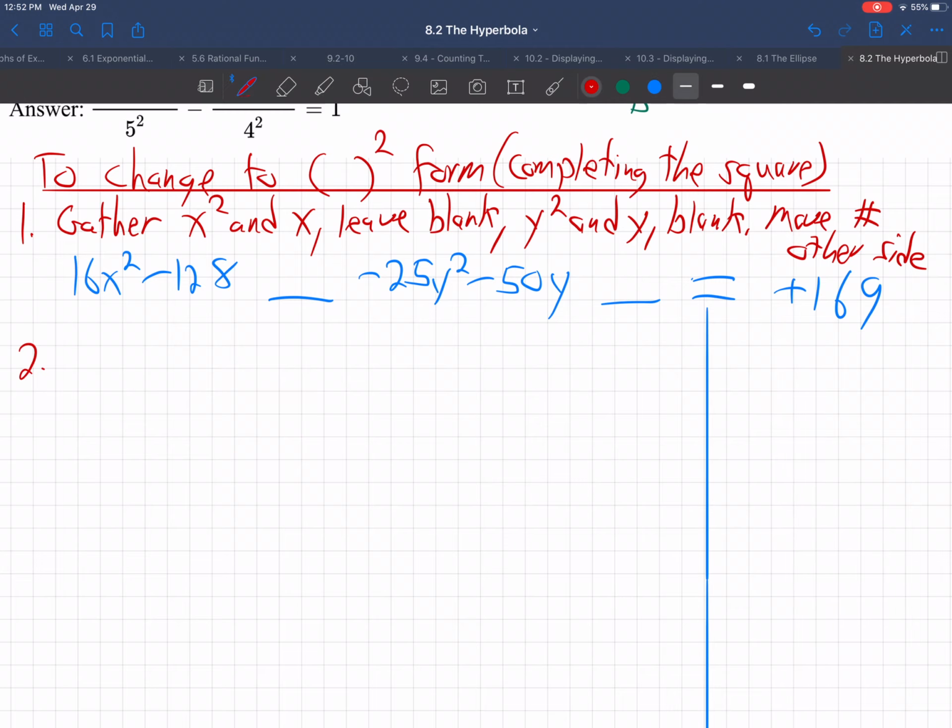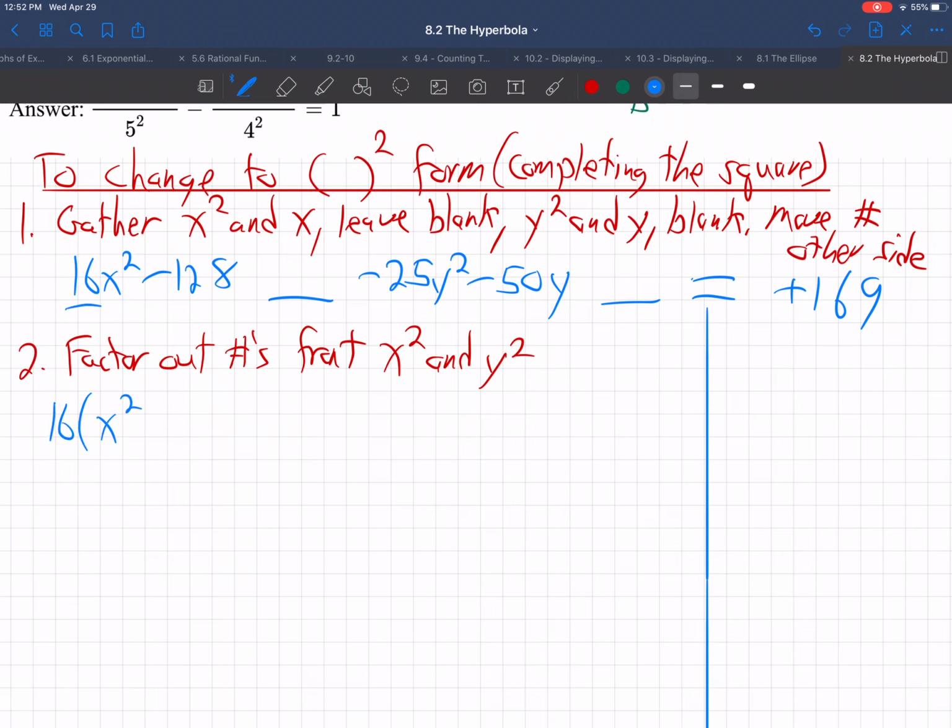So step 2. Factor out the numbers in front of x squared and y squared. So this 16, I've got to put 16 and parentheses. Now, 16 times x squared will go back to 16x squared. 16 times what will go back to minus 128x? Just take your calculator: 128 divided by 16 is 8. So this needs to be minus 8x, because 16 times 8 will go back to 128.